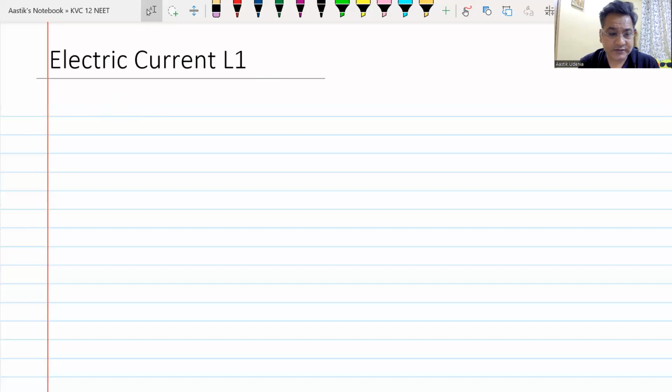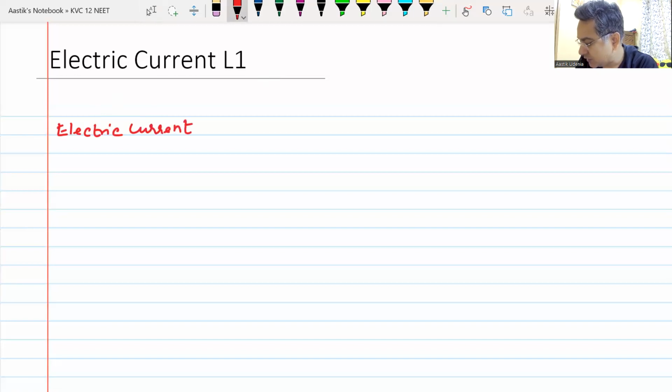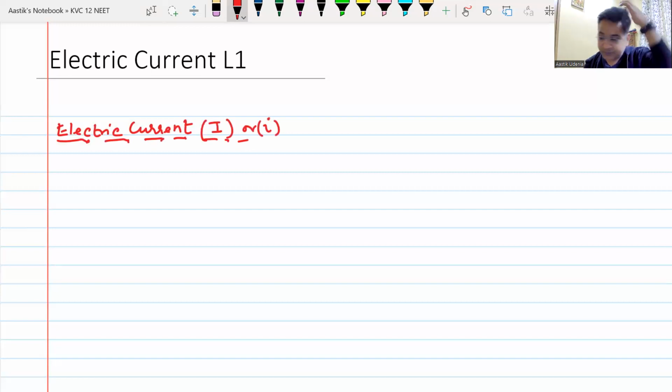Current electricity. What do you mean by current? Anyone, any idea? Electric current. It is normally denoted by the capital letter I or small letter i. What do you understand by current? When do we say current is flowing? Current is the rate of flow of charge.